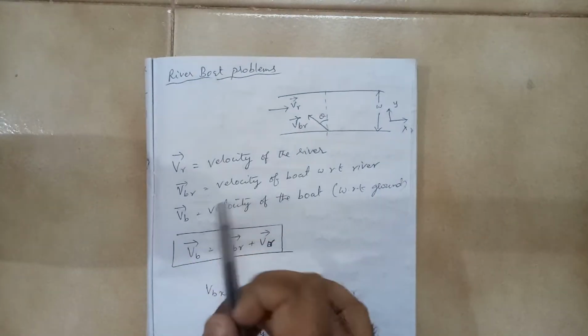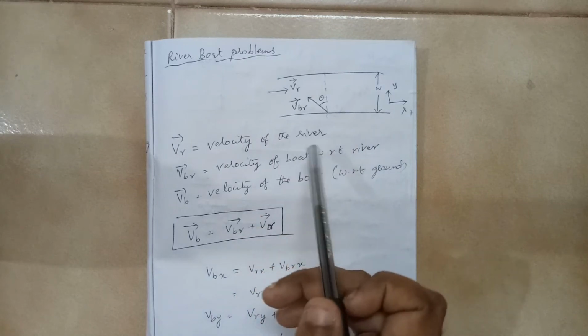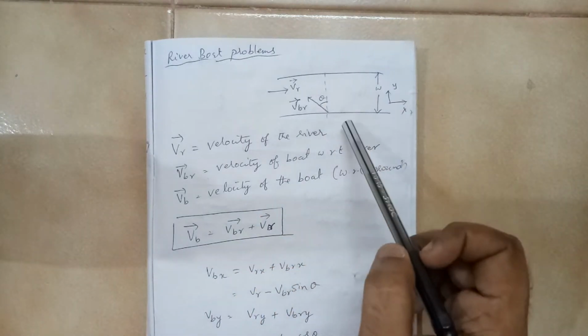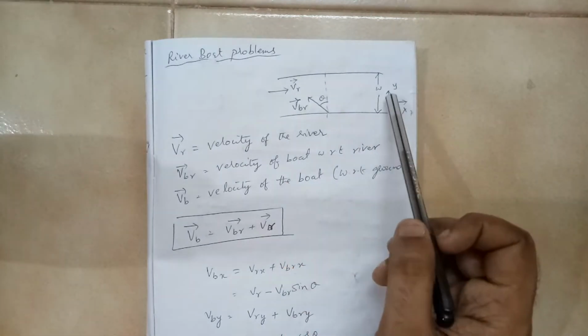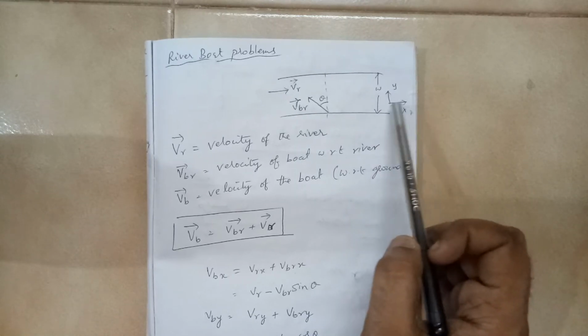Students, let us see river boat problems. This is a very important topic. Now here, let us say this is a river whose width is W. The coordinate axis I have taken is x, y: x is in this direction and y in this direction.